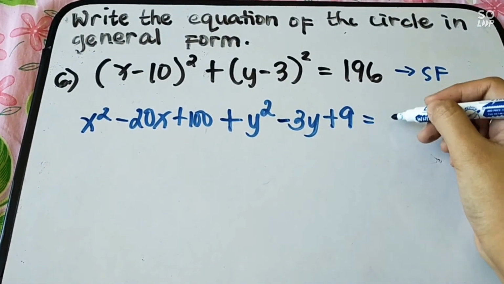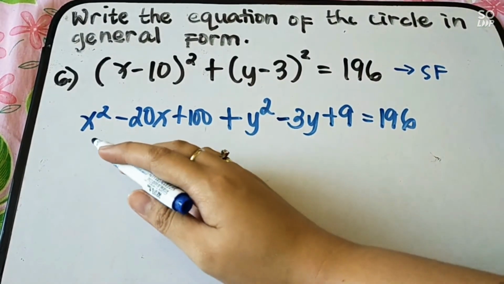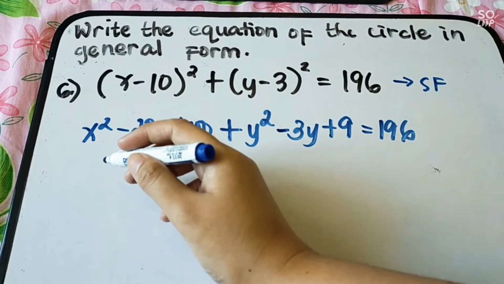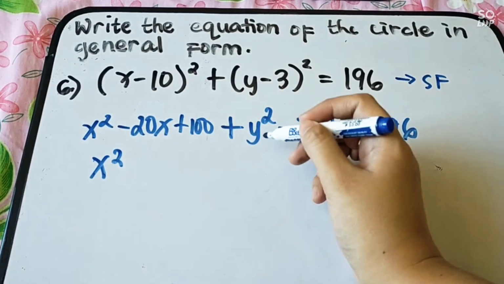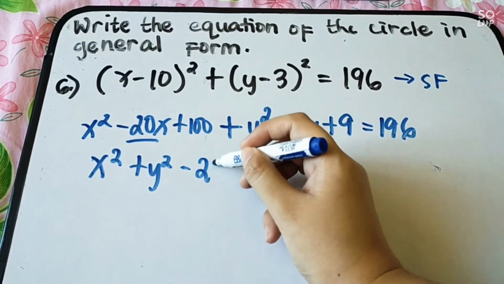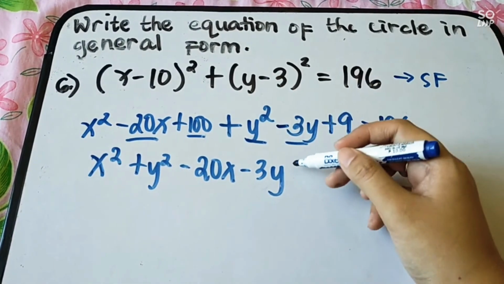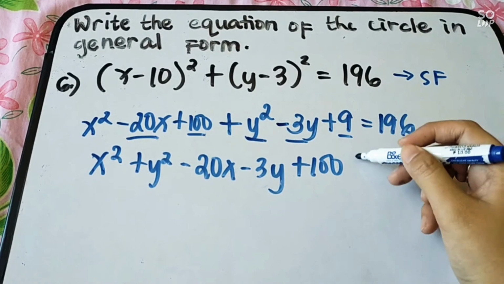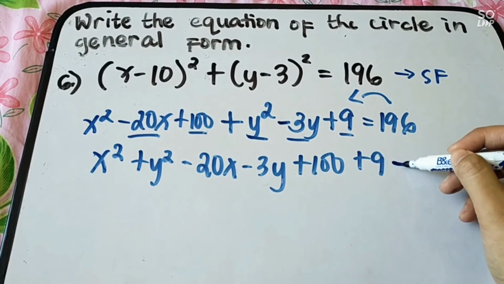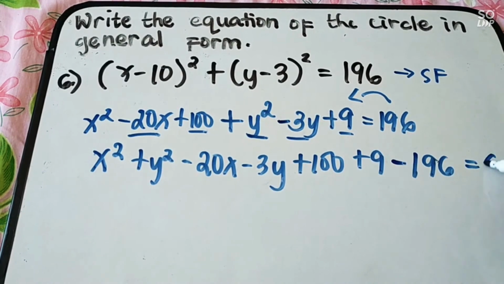Then, equals to 196. Next, combine natin. Pagsama-samahin, let us have in the form na ngayon ng x squared plus y squared. Arrange na natin. We have here x squared, sunod ay plus y squared. Next tayo, negative 20x. Next tayo, negative 6y. Next, we have plus 100, then plus 9. Then, ito, transpose mo na sa kabila. Minus. Kasi positive ito, magiging negative, 196 is equals to 0.